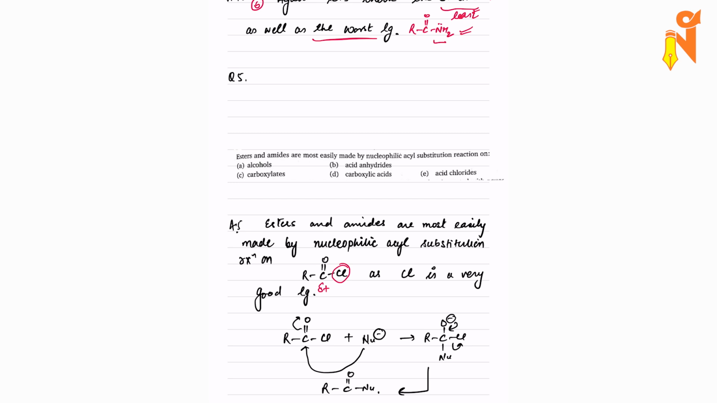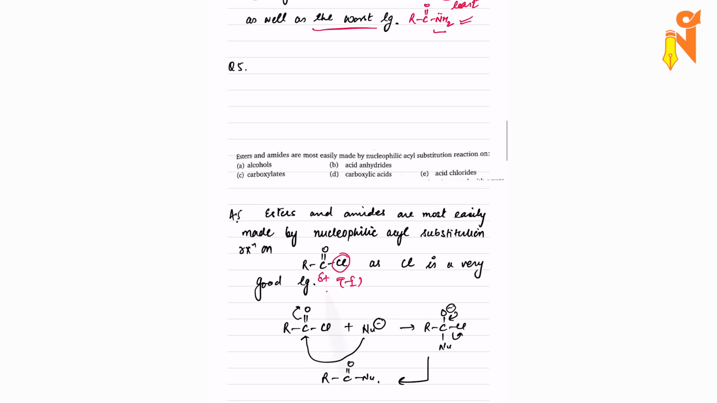Now come to acid anhydrides and carboxylates. There the leaving groups are bad as compared to acid chloride. So here delta plus is also higher because of minus I, and also chlorine is a good leaving group. That is the reason why this will be the preferred compound to form esters and amides.